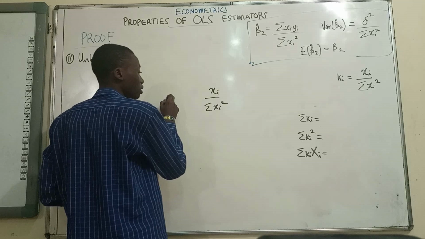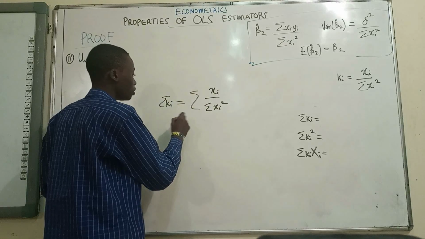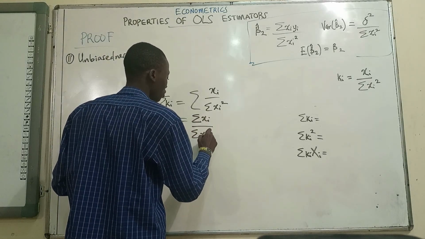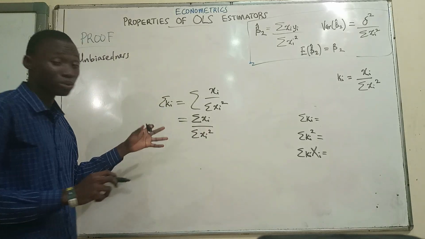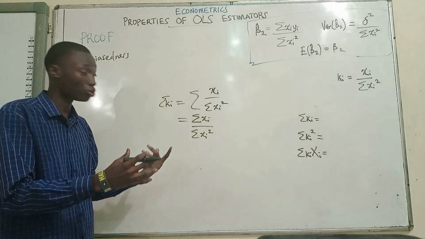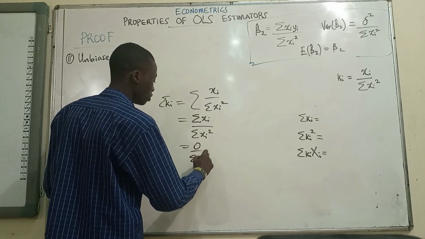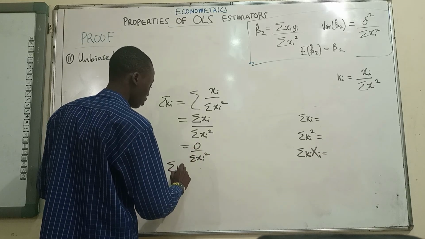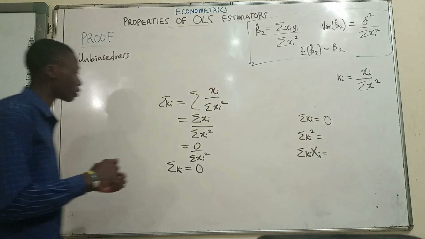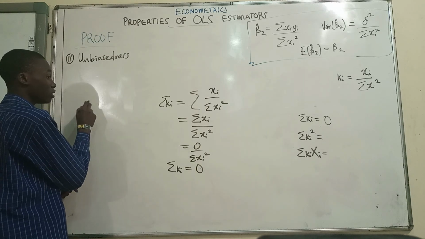Okay, so that means summation ki will be the big summation on this, which we can write as summation x over summation x squared. And remember we said earlier that summation x is 0, since the small x represents deviation from the mean. So if this is 0, then our summation ki is 0. So this is 0, right?